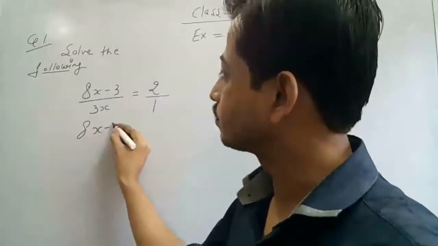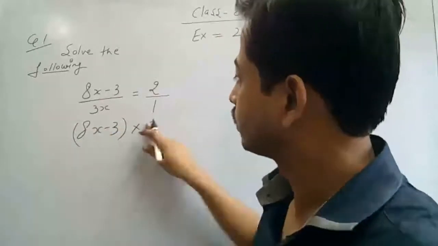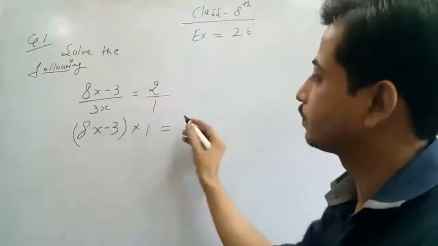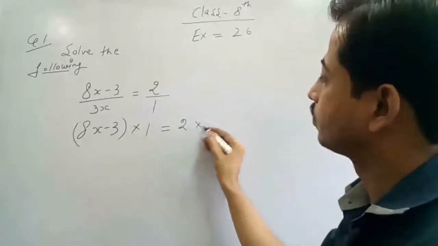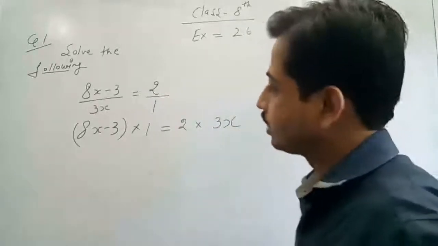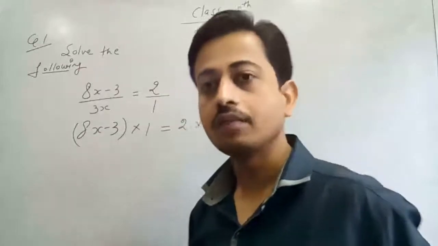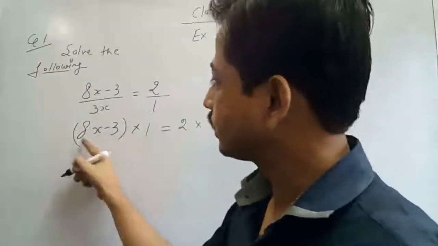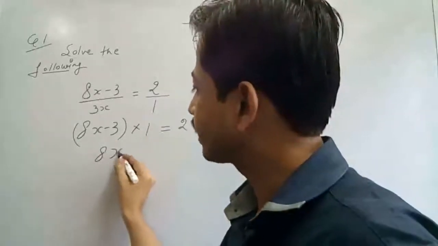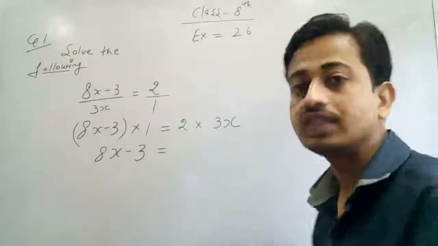We get (8x minus 3) multiplied by 1, which is equal to 2 multiplied with 3x. Now solve it. If we multiply any number with 1, we get the same number. So after multiplying 8x minus 3 with 1, we get 8x minus 3. Now multiply 2 into 3x.